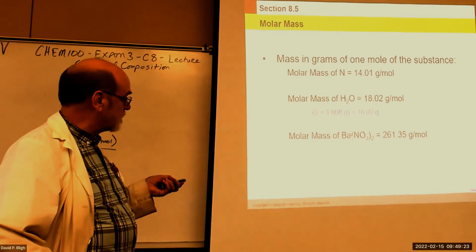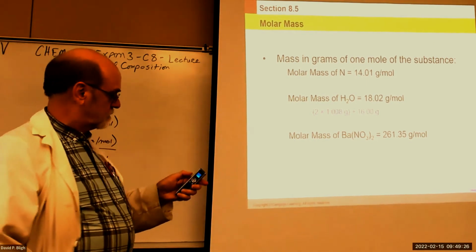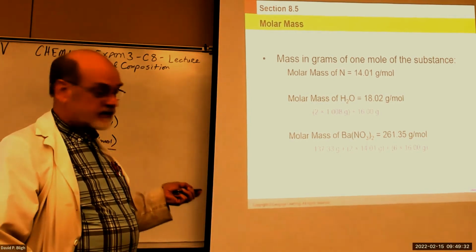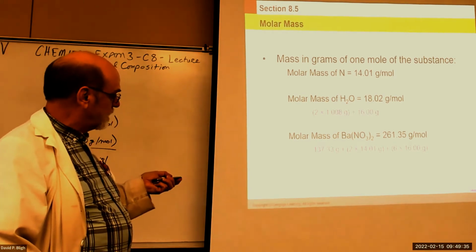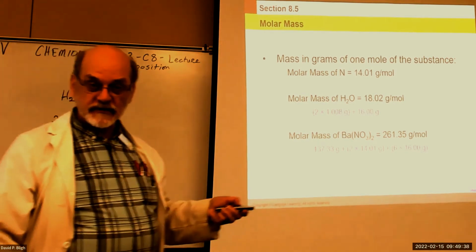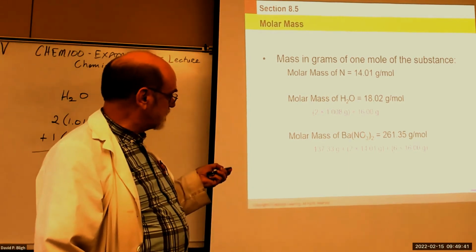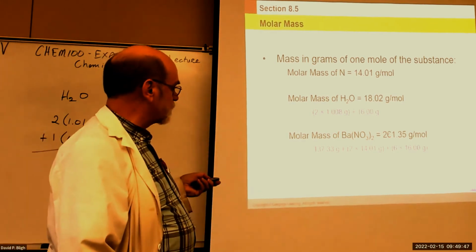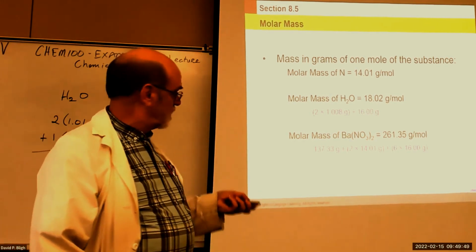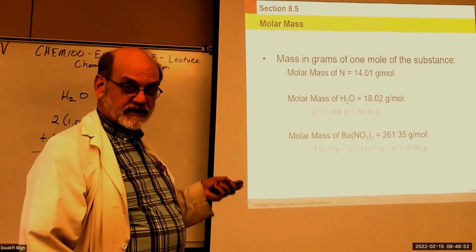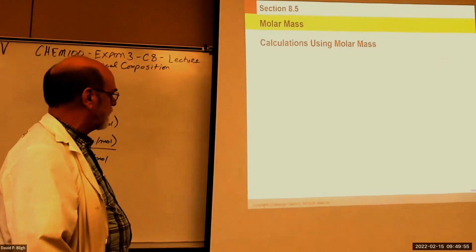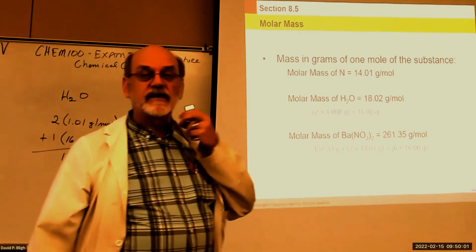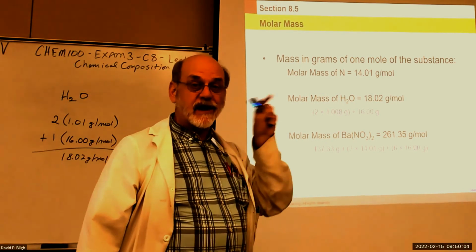And the formula unit says 1 barium, right? 1 mole of barium atoms in this formula weighs that much. And you have 2 nitrogens because of that parentheses, right? 2 times what's inside. So 2 times 14.01 for the nitrogen. Then how many oxygens do you have? 2 times 3 is 6. So 6 times 16 is the oxygens. And you just add them together. 261.35 grams per mole of that compound.